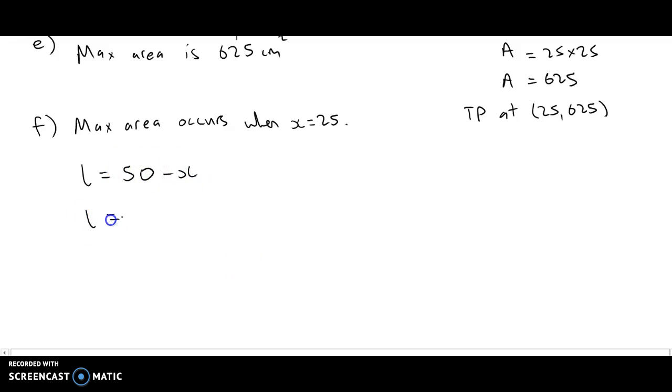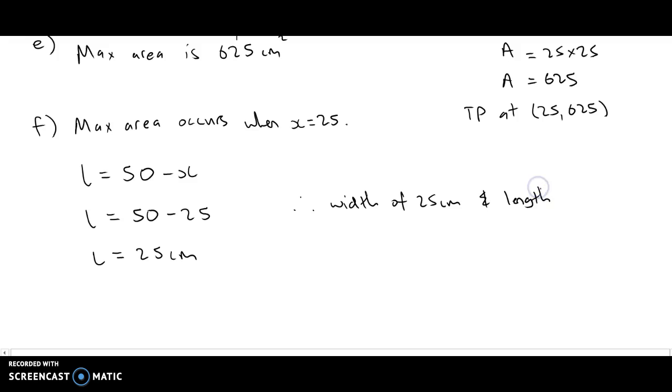So L equals 50 minus 25. So L equals 25 centimeters. Therefore, the dimensions, remember x represented the width. So our width is 25 and our length is 25. Width of 25 centimeters and length of 25 centimeters will give the max area.